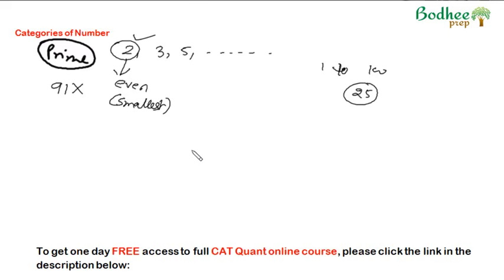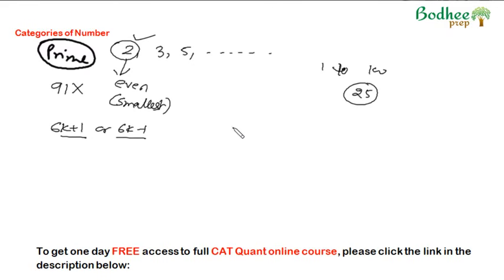Now there are other things which we need to understand about prime numbers, and that is that all the prime numbers which are greater than 3 can be written in the form of 6k plus 1 or 6k minus 1. These are the forms in which all the prime numbers can be written, but the converse is not true. So let me explain it in detail.